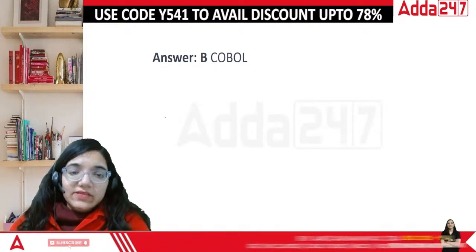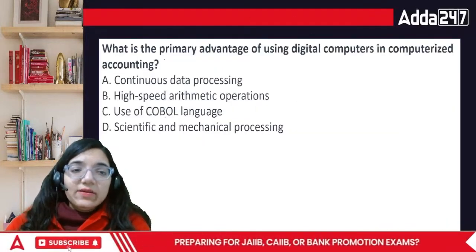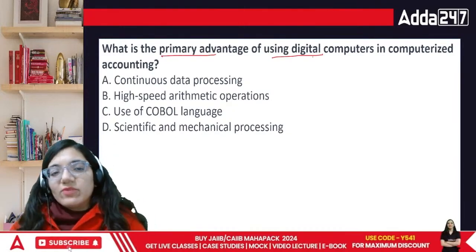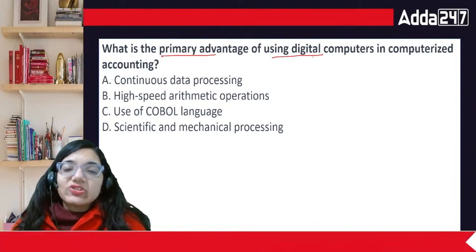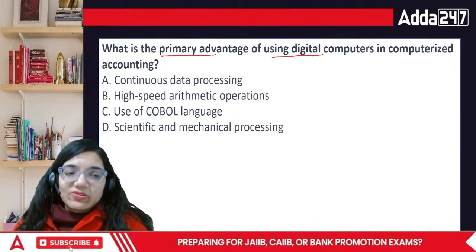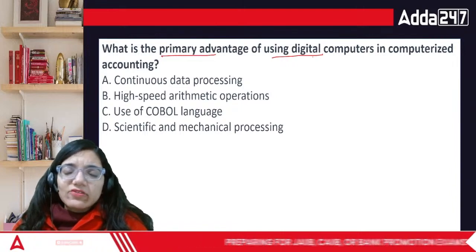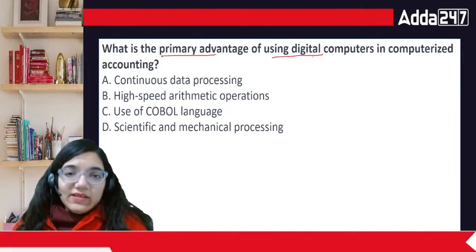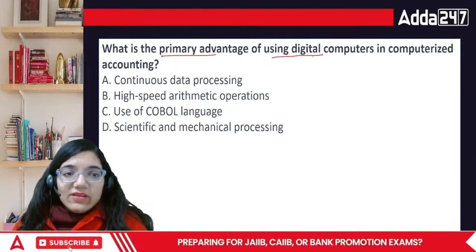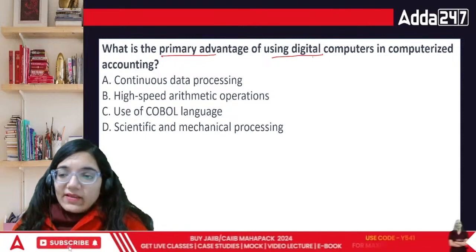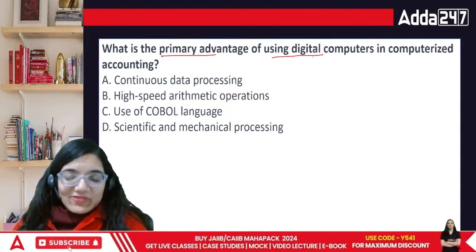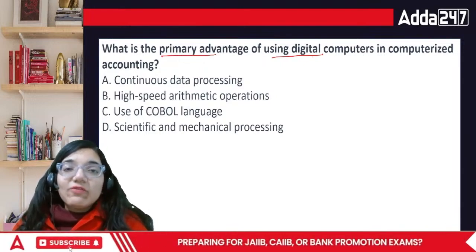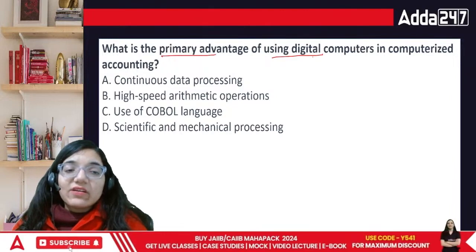Then comes the next one, which is: what is the primary advantage of using digital computers? Now, when we talk about the primary advantage of using digital computers in computerized accounting, continuous data processing, yeah, it can be done. Currently, I think the banks are now working kind of round the clock. I can make an RD even in the night. I can transfer my money at 3 a.m. in the morning. I can open an account at any point of time at any place. There's no problem in doing that. So we have continuous data processing.